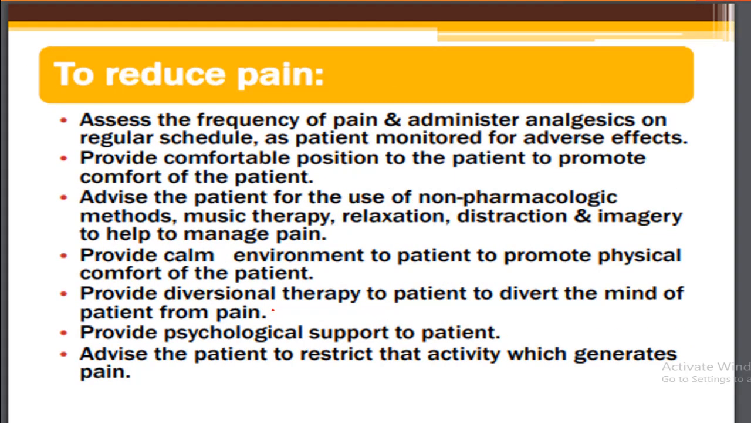Okay, sa reduce pain naman, you should assess the frequency of pain and administer analgesic on regular schedule. Special monitor for adverse effect. Okay, so habang nagbibigay ng medication for pain, is you also monitor for the adverse effect of this medication. Okay, especially kung ito ay mga opioid drugs, mga narcotic drugs, okay, narcotic analgesic drug. Okay, you provide the comfortable position to the patients to promote comfort to the patients.